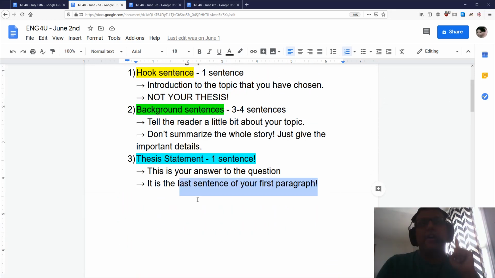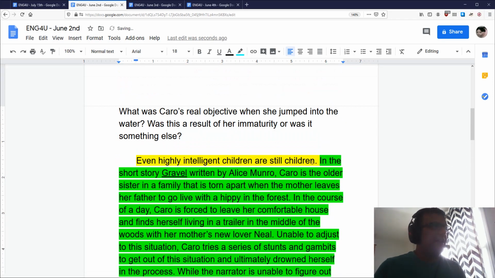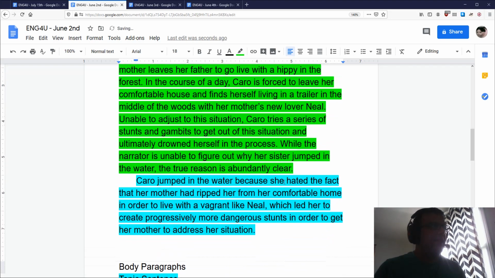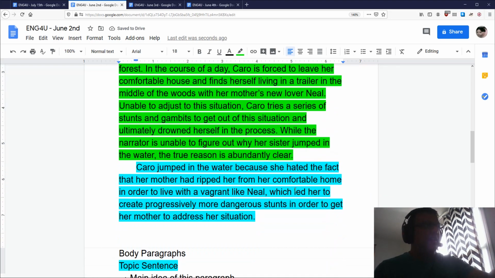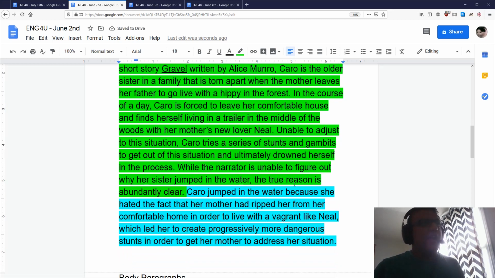Because if your thesis is not in the right place, then your essay is going to suck. So if I decide I'm going to make the thesis its own paragraph, then I have ruined my essay, because the place where I go to look for your thesis is the last sentence of your first paragraph. That's just the rule, right?